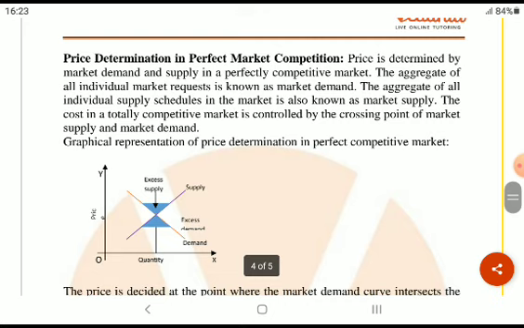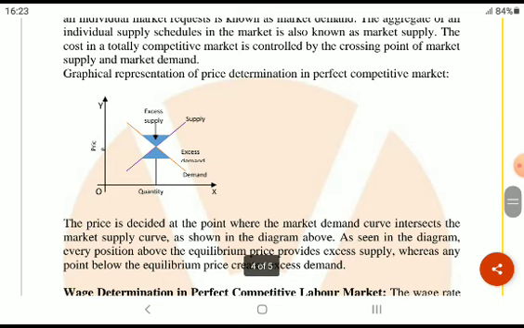Next is price determination in perfect market competition. Price is determined by market demand and supply in a perfectly competitive market. The aggregate of all individual market requests is known as the market demand. The next graphical representation of price determination in a perfectly competitive market shows excess supply, quantity supplied, and excess demand.